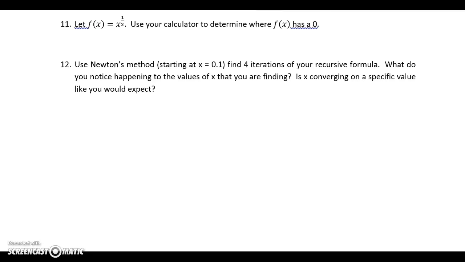In part 3 of the notes, I'm going to give you a couple problems where it looks like Newton's method won't work, and then what we need to do to adapt our formula that we found in part 8. So question 11 asks us to find the zero when f of x is equal to x to the 1/3, and we can use our calculators to do this.